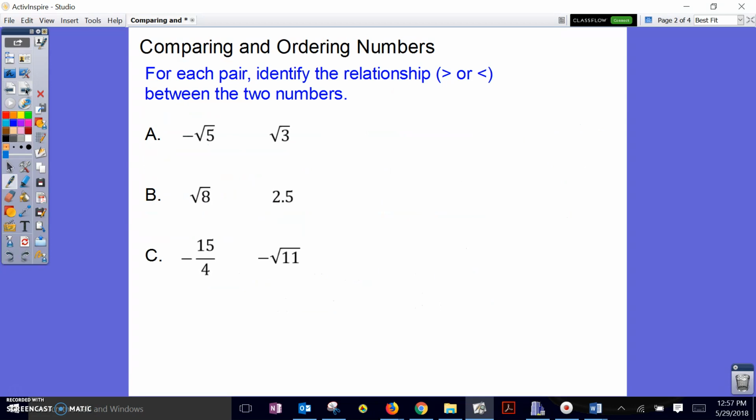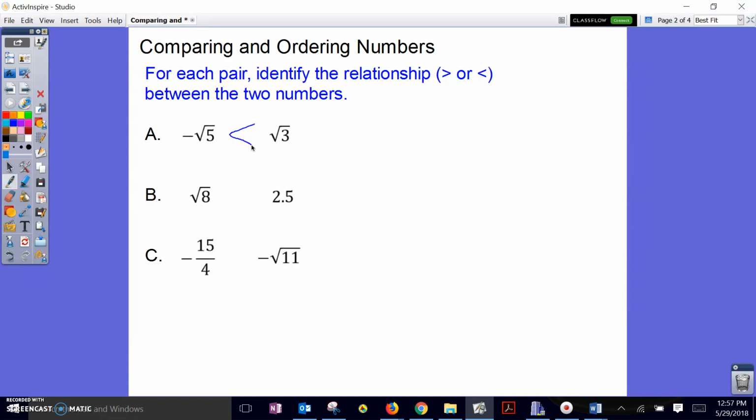For each of these pairs, we're going to identify the relationship, whether one number is greater than or less than the other. So let's look at example A. We're going to compare negative square root of 5 and positive square root of 3. Well, first of all, one of these numbers is negative and the other one is positive. That tells us right away that the positive number is bigger. And so I'm going to fill that sign in right there.